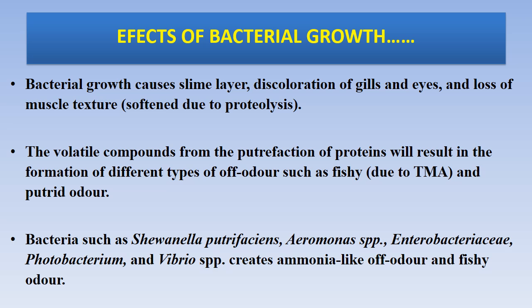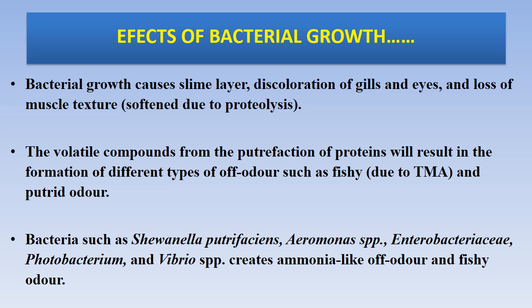There will be discoloration of gills and eyes, and there will be a loss of muscle texture. This happens in an advanced stage when there is breakdown of protein. So due to the bacterial enzyme, there will be proteolysis. So the muscle will lose the texture and it becomes soft. That we can check by pressing with finger. The volatile compounds from the putrefaction of protein.